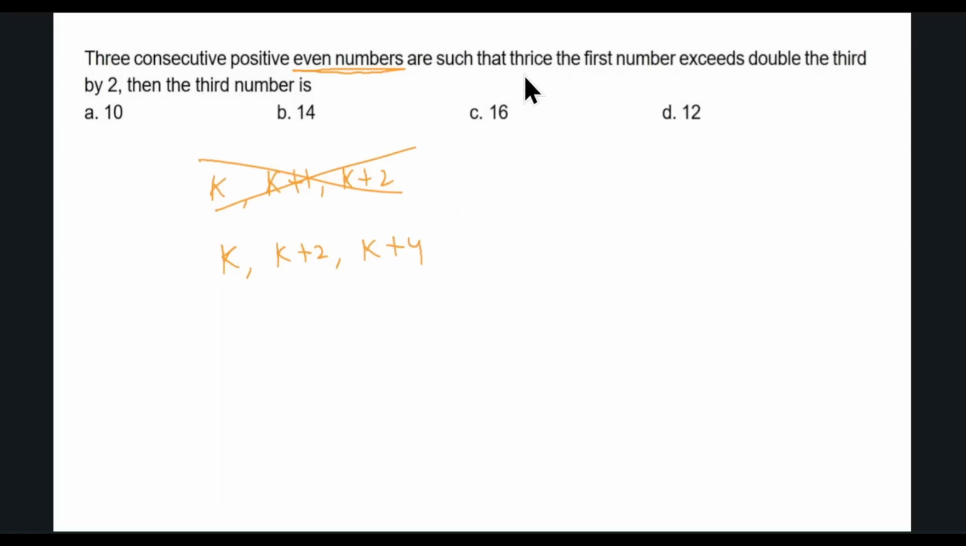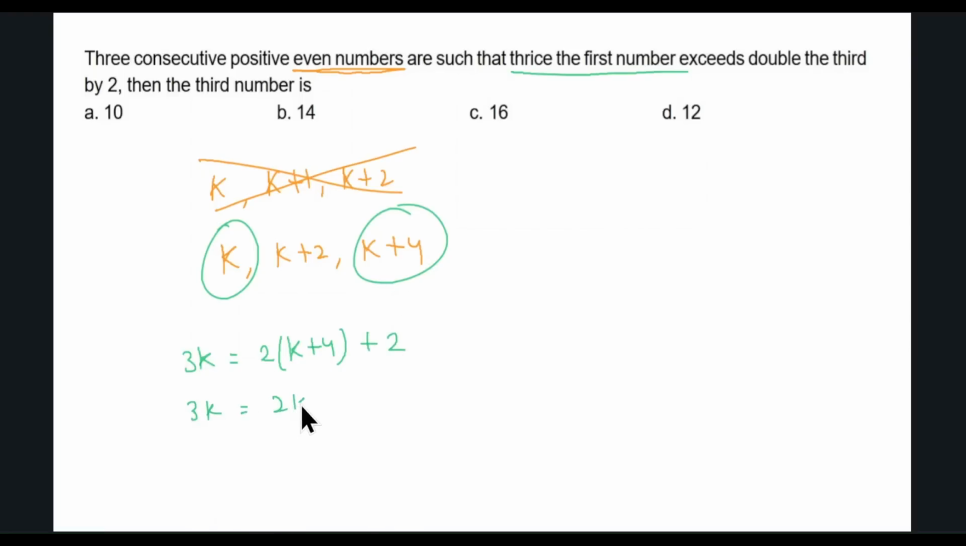Now they are saying that thrice the first number, 3k, exceeds, means it is more than double the third. Double the third is double the k plus 4, by 2. By 2 means plus 2. So 3k will be equal to 2k plus 8 plus 2. Subtracting 2k both the sides, k is equal to 10. And yes, k is indeed an even number.